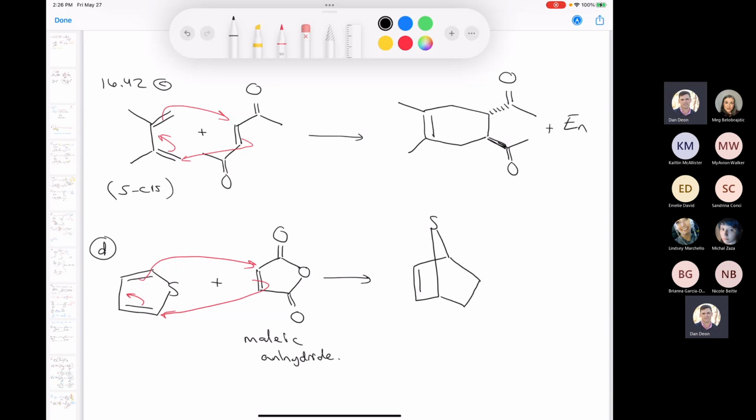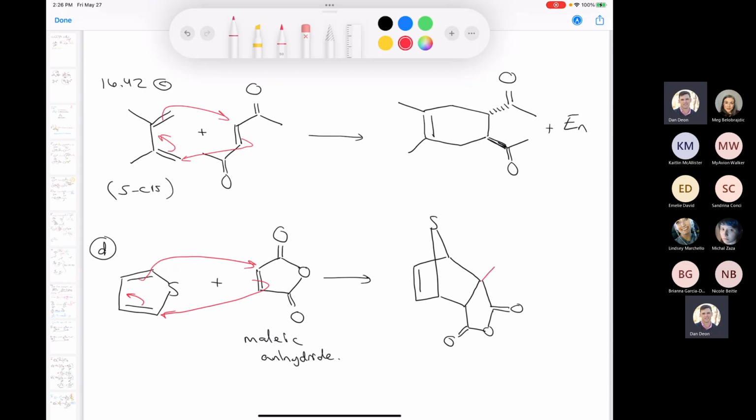Here's our 2 bonds to make our 6-membered ring. And of course, here we have the bicyclic product, but we're going to form the endo product. And so we're going to draw both of the bonds going down. And those are these 2 bonds that are going down to the carbonyls, which are locked in this 5-membered ring. So it looks something like this.